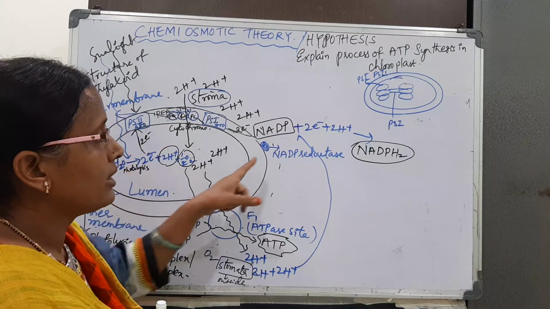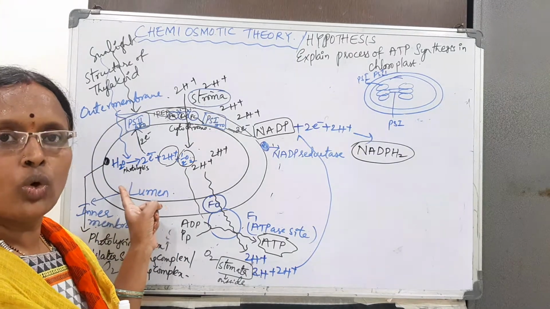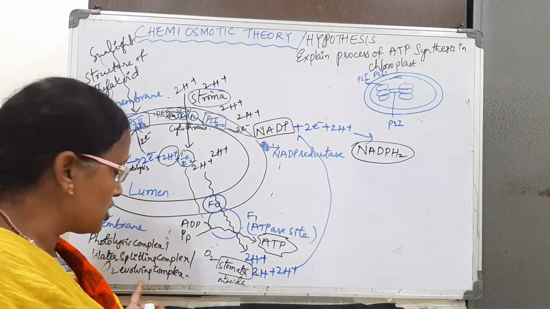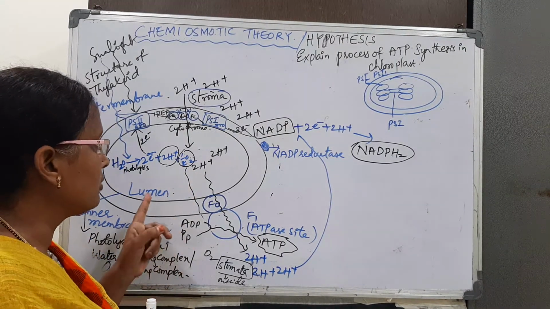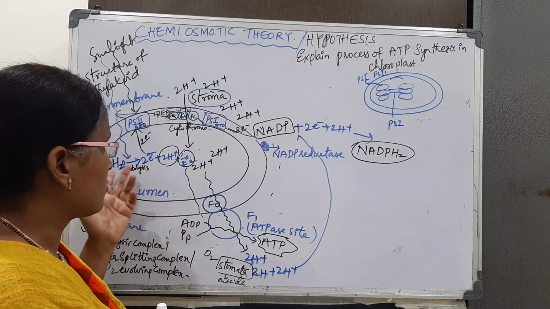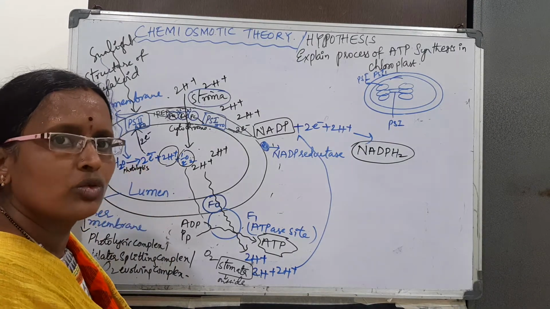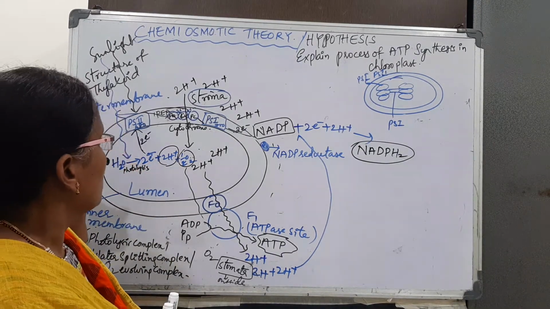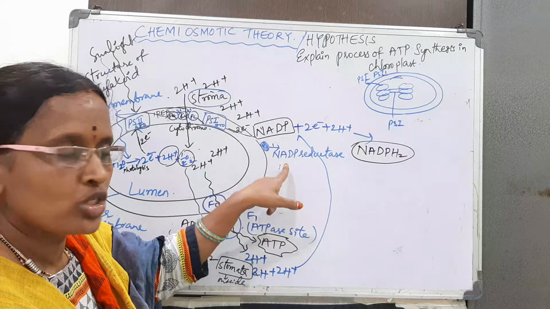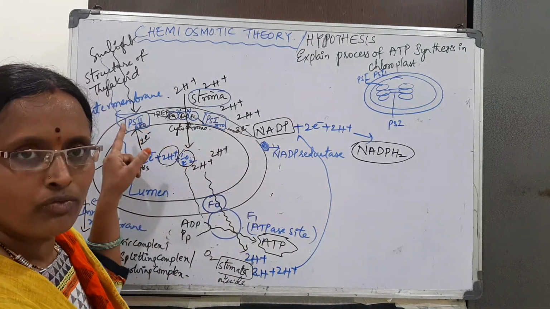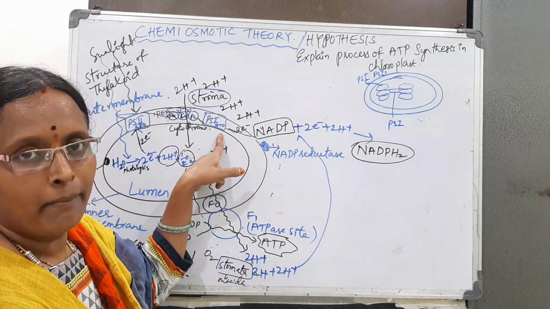The outer membrane consists of the special enzyme NADP reductase, and the inner membrane consists of the photolysis complex, or water splitting complex, or oxygen evolving complex, because oxygen is evolved in that process. In photolysis, by taking light, water is split, so that is the water splitting complex also. The water splitting complex is present inside the membrane, NADP reductase is present outside the membrane, and photosystem 2 and photosystem 1 are also located in the thylakoid membranes.